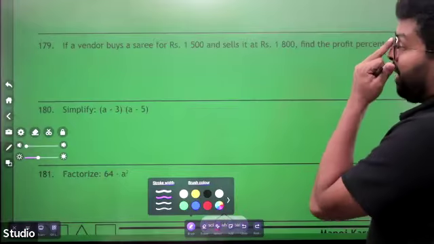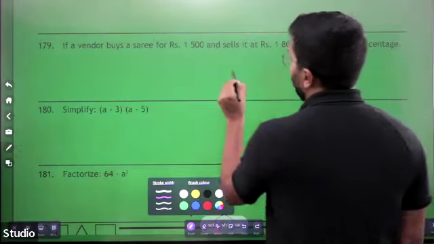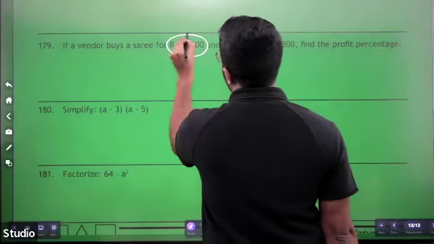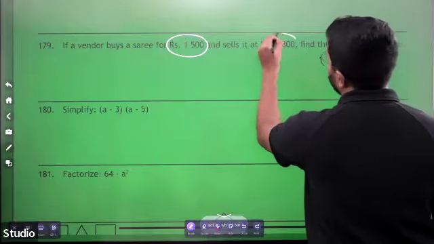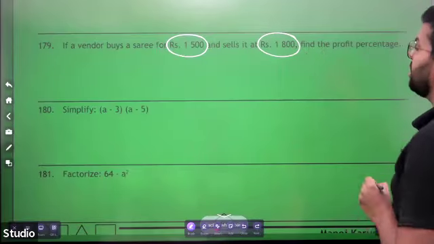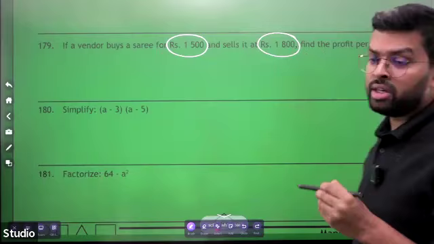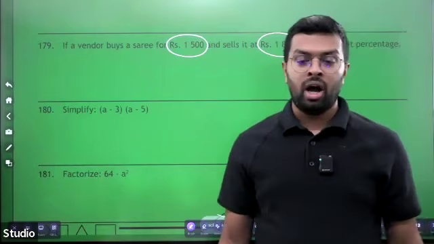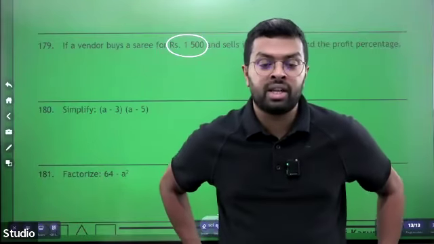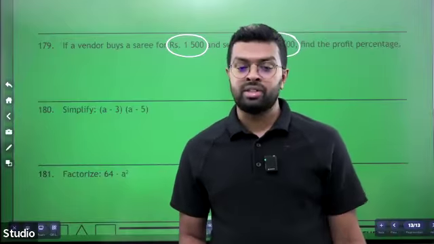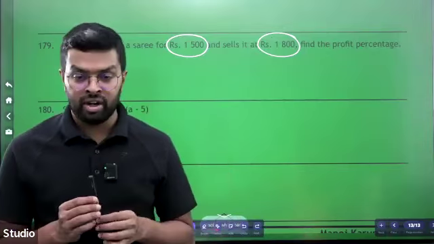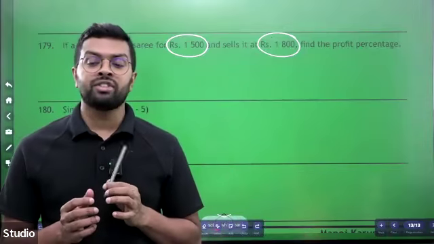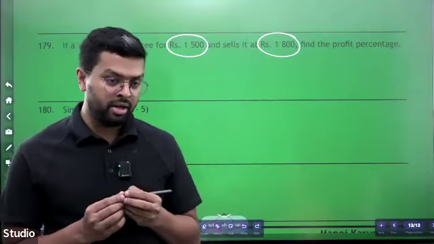A vendor buys a sari for 1,500 rupees and sells it at a price of 1,800 rupees. Find the profit percentage. We are asked for the profit percentage of this business. So the buying price of the sari is 1,500. Selling price of the sari is 1,800.